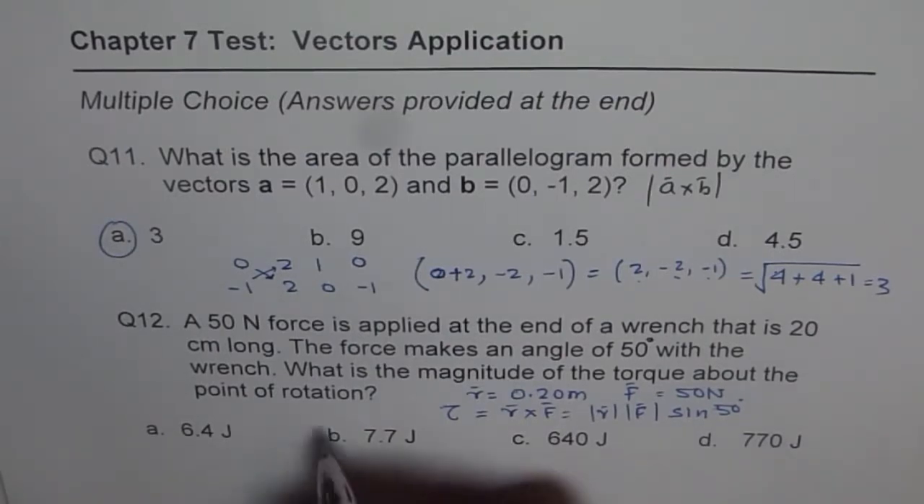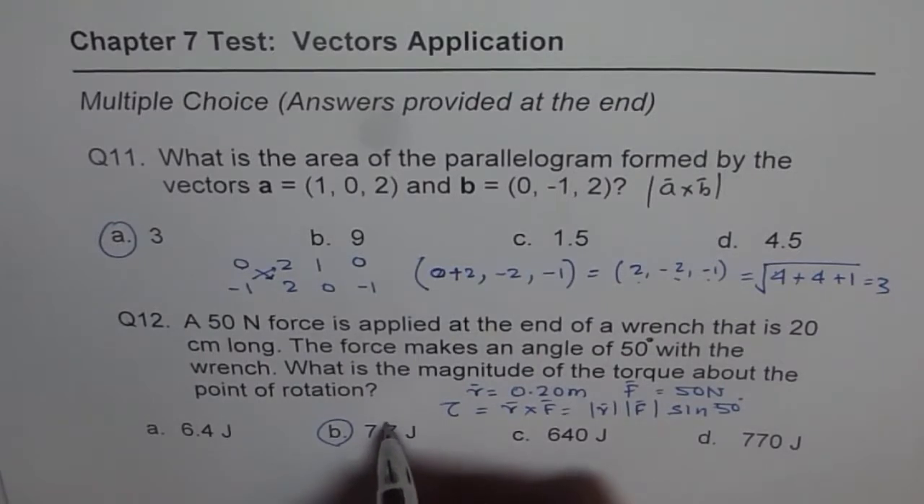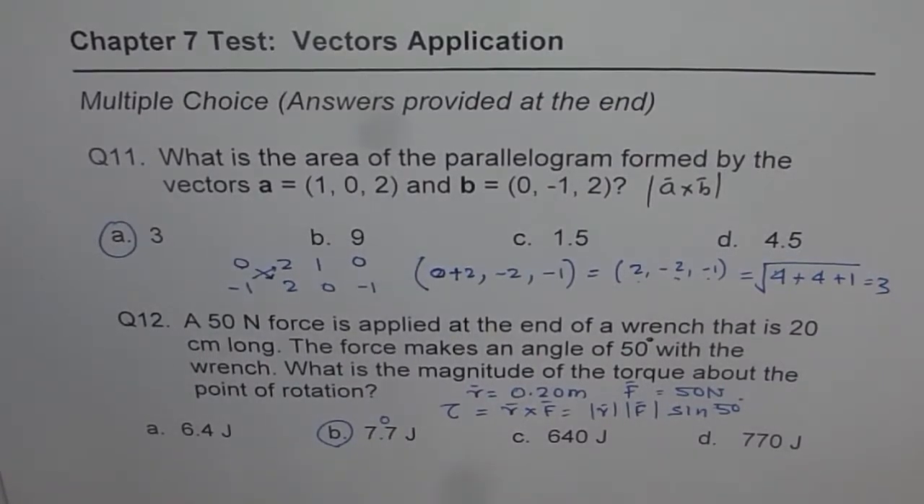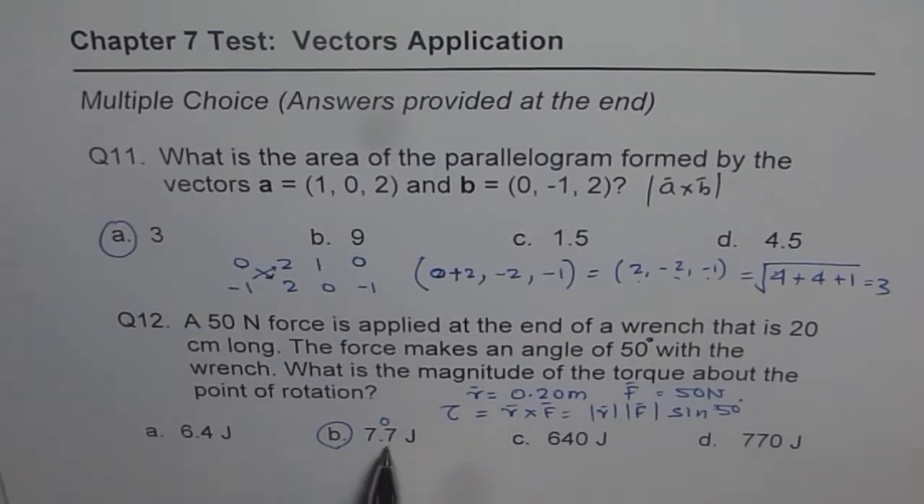So probably this is the answer. There's a typo here. So 7.07, right? This is what I get. So that is the closest, so we just take that as our answer, okay? That is how it is. I just made a correction here. I wrote it as 7.07, okay? So that is the answer for this particular question.